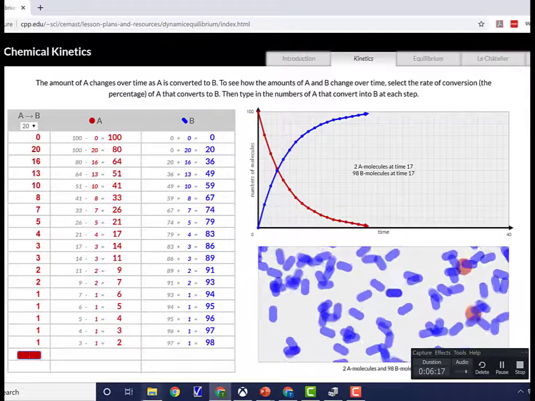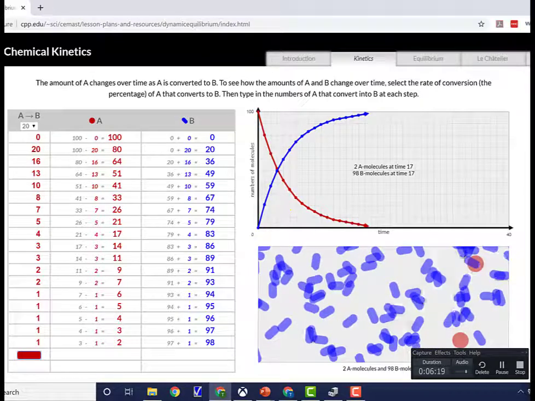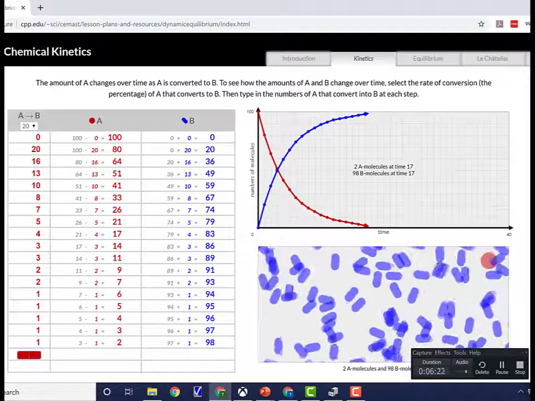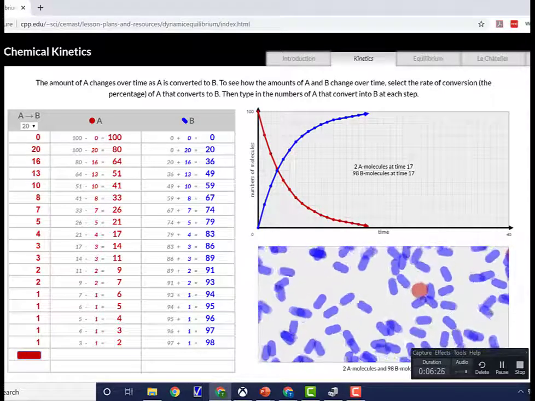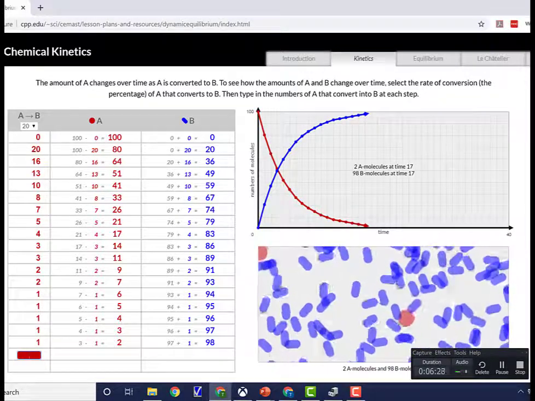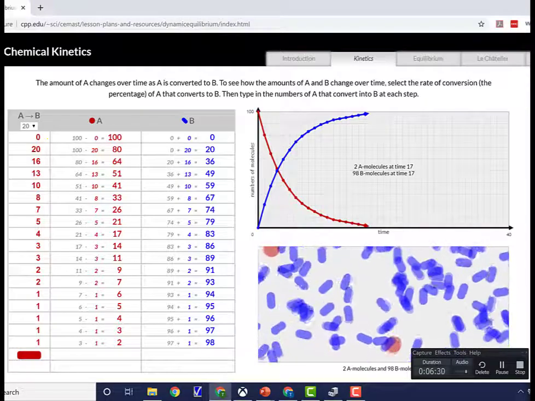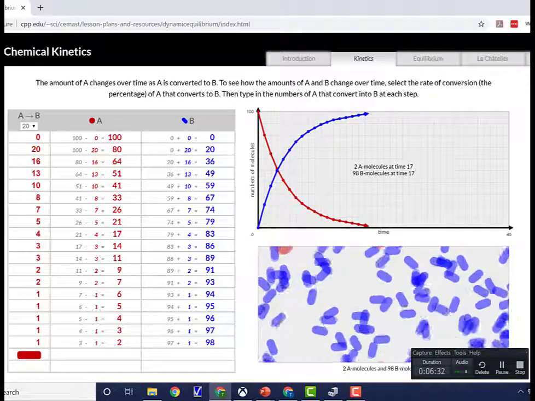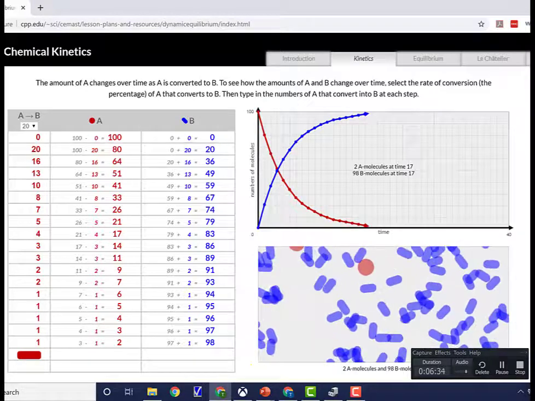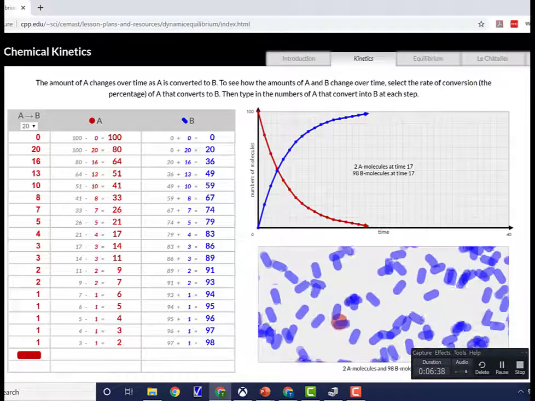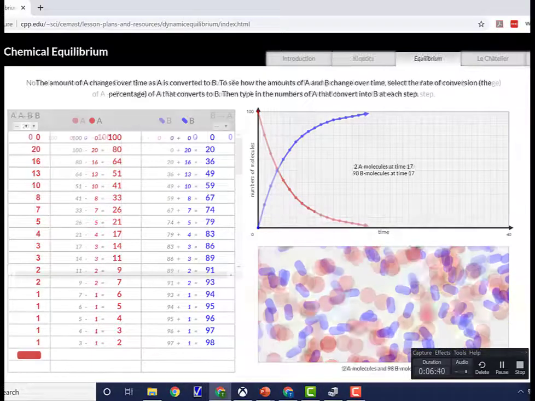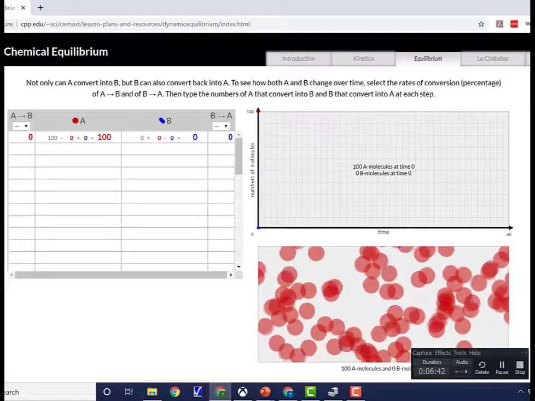So, looking at the graph, the amount of A decreased over time and the amount of B increased over time. And if you look at the pictures, I started off with all red stuff, I ended up with all blue stuff. Okay, so the red line is what happens to the reactants, and the blue line is what happens to the products. Now, let's see what happens if we try that when it's a reversible reaction.